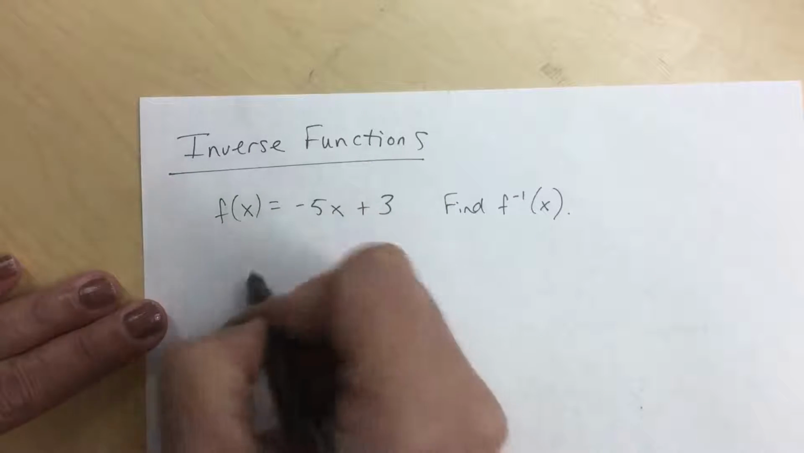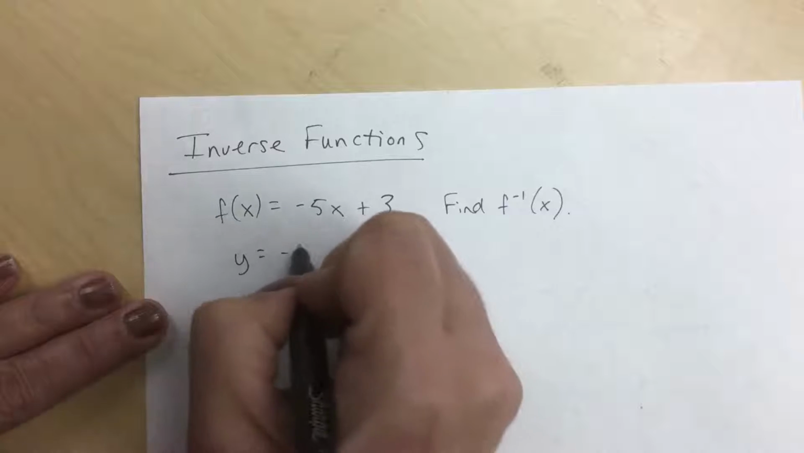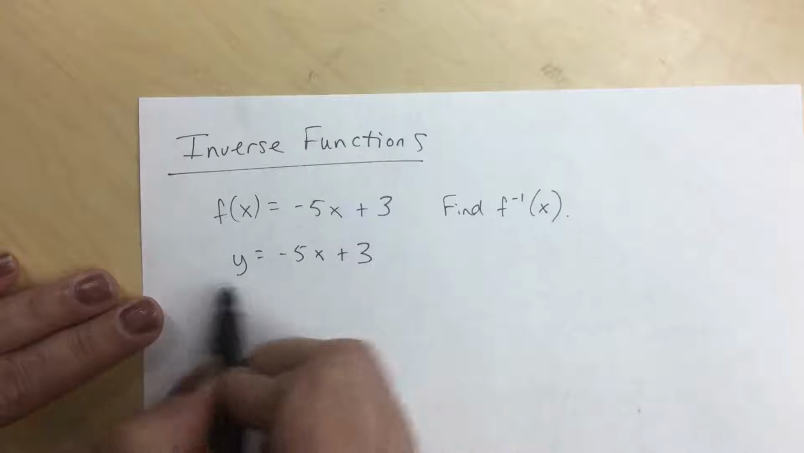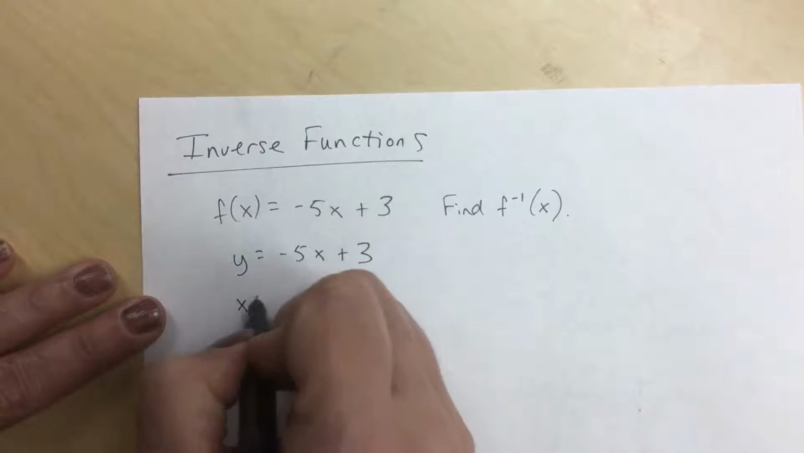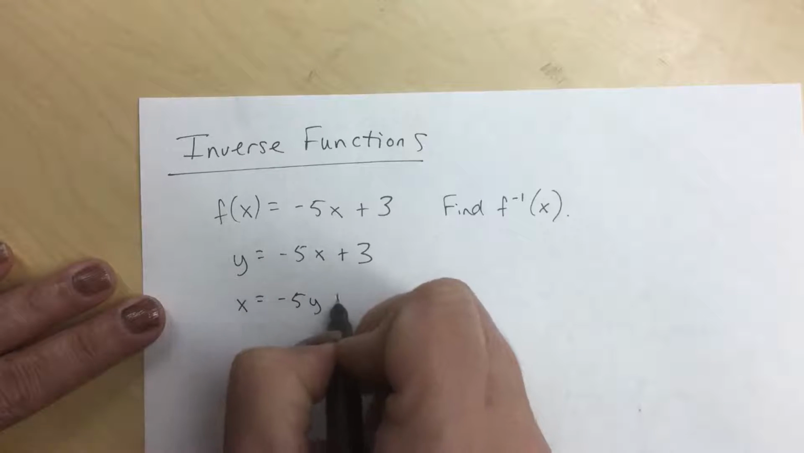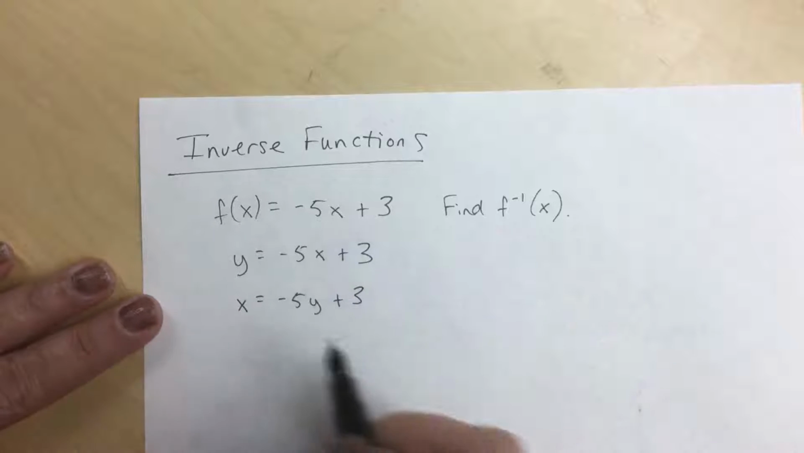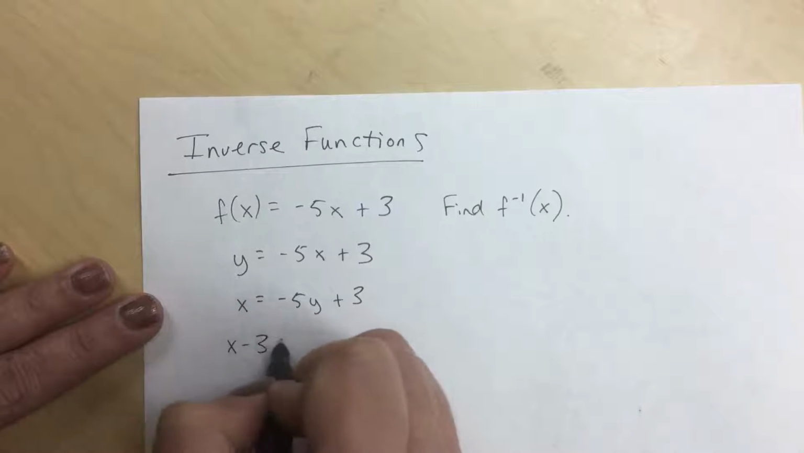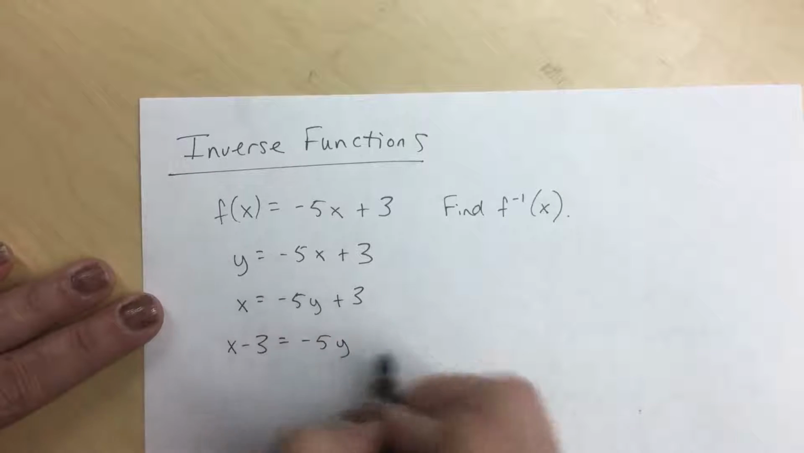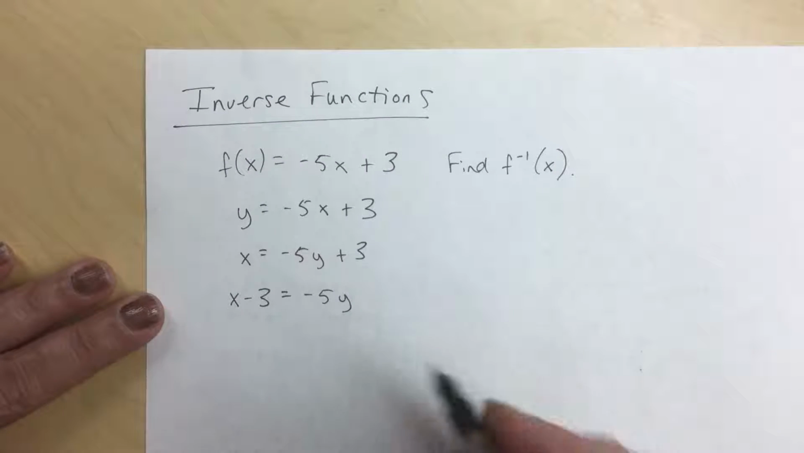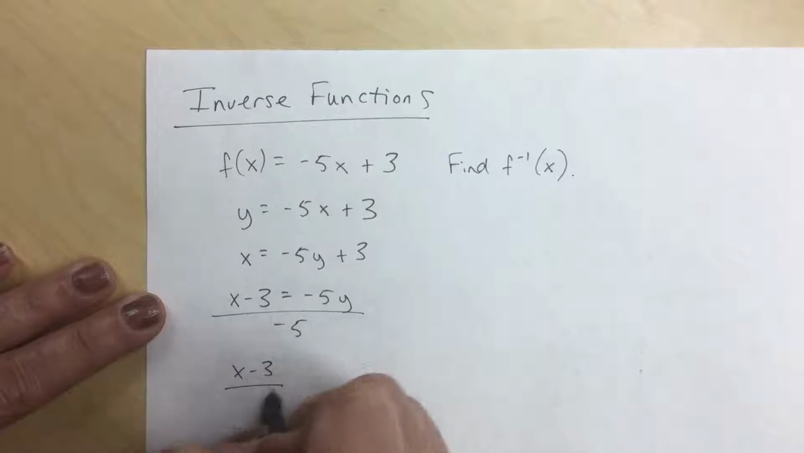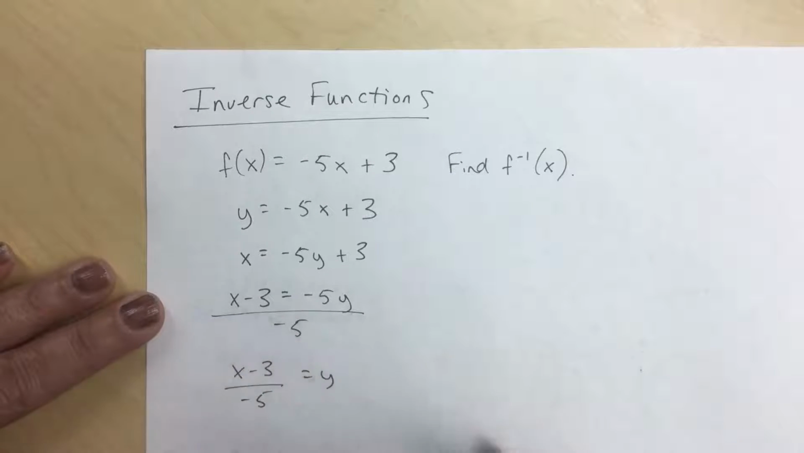So what I would do is write this in terms of y instead of f of x. So y equals negative 5x plus 3. Then you change the place of your x and y. So x equals negative 5y plus 3. Now solve for y. So I'm going to subtract 3 from both sides. x minus 3 equals negative 5y. Then divide both sides by negative 5. So x minus 3 divided by negative 5 equals y.